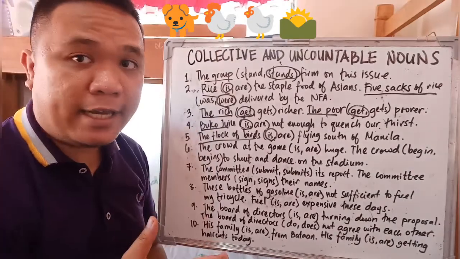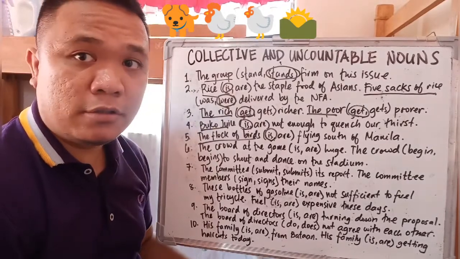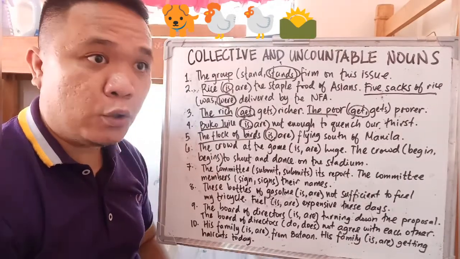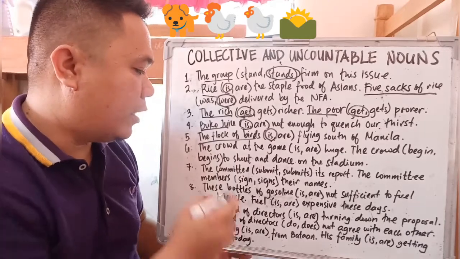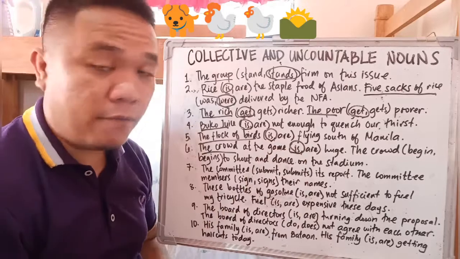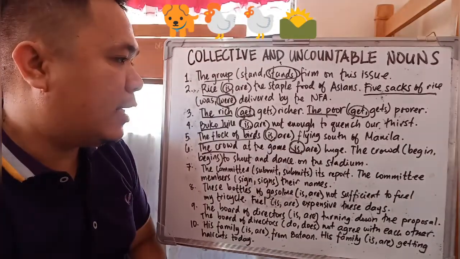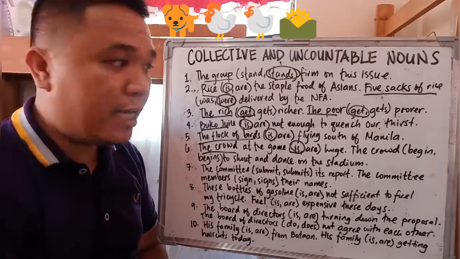Let's look if they are working in unity. The crowd at the game are huge. So there's only one huge crowd, and the word crowd here is our subject, and our verb agrees because they are one huge crowd. Okay, now let's look at how they behave in the stadium.